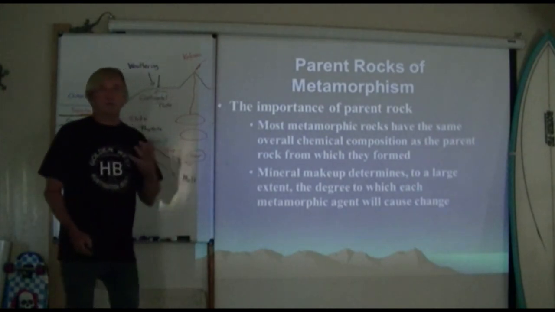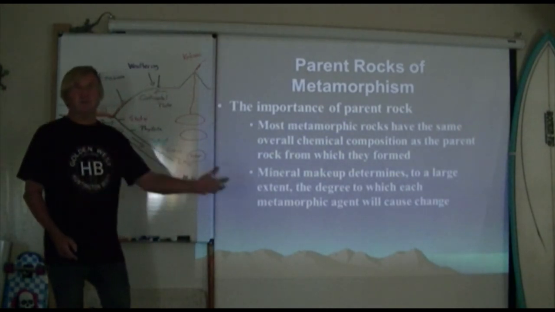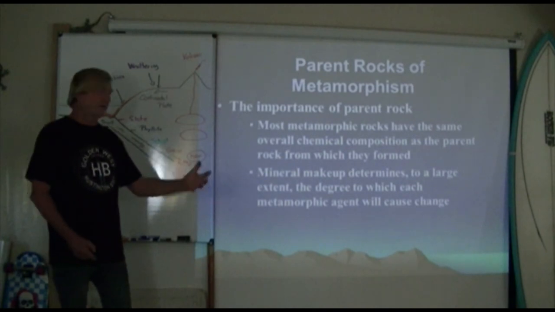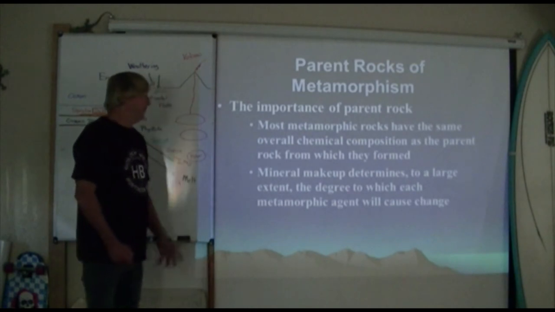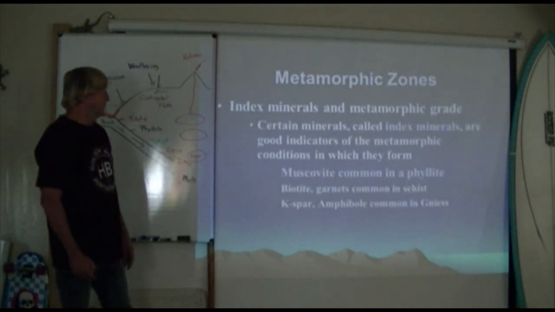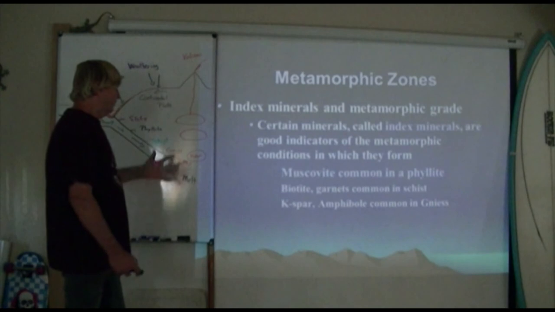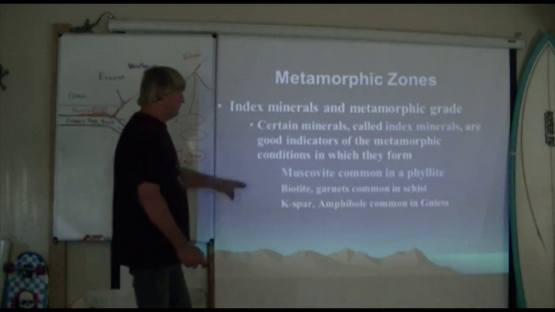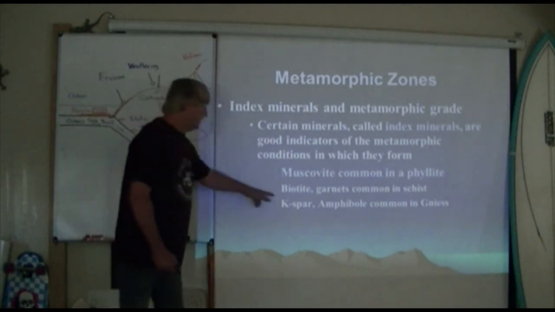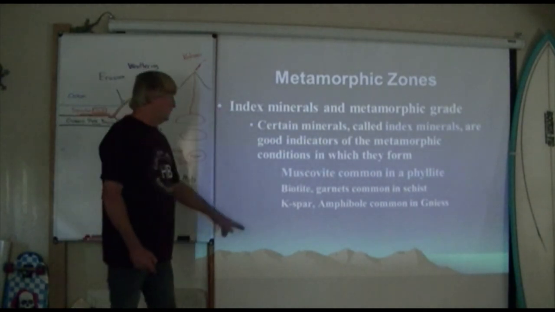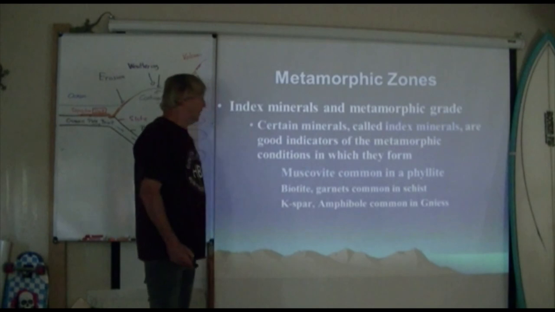So if you start with a calcite-based rock, you're going to wind up with a calcite-based rock. If you start with a quartz-based rock, you're going to wind up with a quartz-based rock. So the parent is really important. And the index minerals, we've already talked about that. So muscovite is very common in a phyllite along with quartz. Biotite and garnets are common in schist. Potassium feldspar and amphibole are common in gneiss.